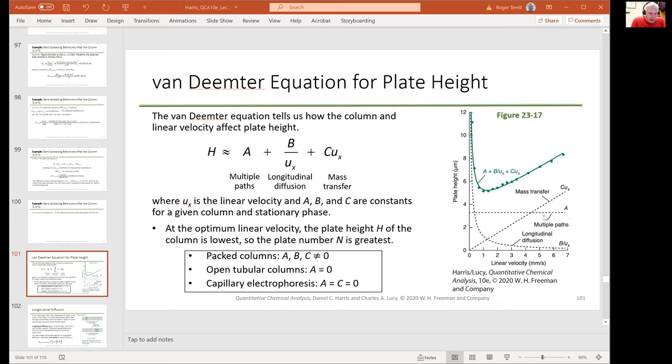So that means that if we go super slow, what's going to predominate in determining the bandwidth? And the answer is longitudinal diffusion. Okay. Now, what's the third term? Mass transfer. That is a term that is multiplied by U.